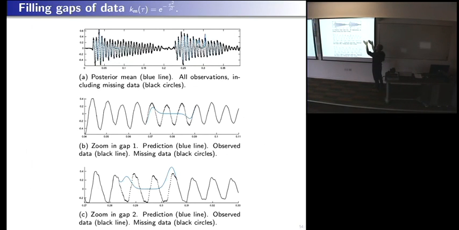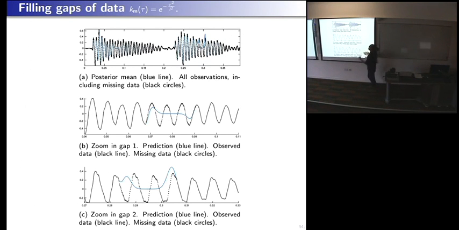What we did was to take the first two sound events of the real audio and make two gaps, one in each of the events. So the B figure corresponds to a zoom in the gap in the first event, and the figure C corresponds to a zoom in the second gap in the second event. These results were obtained using a square exponential kernel.